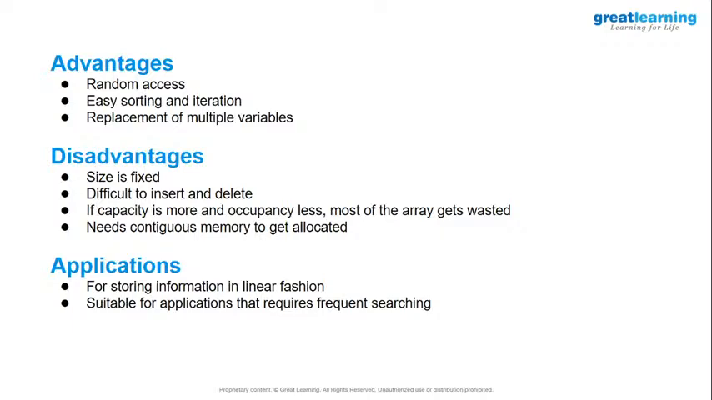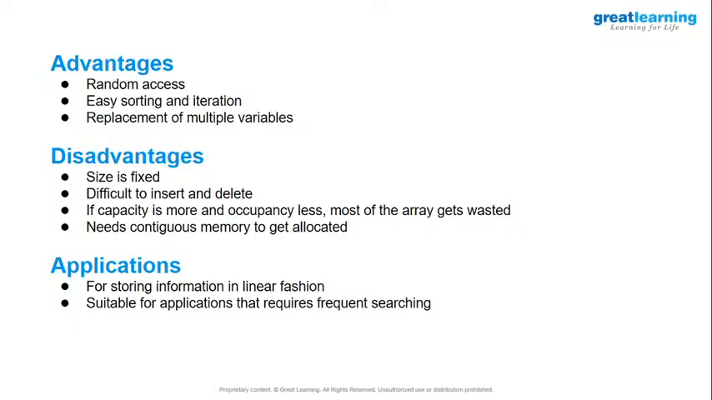I know you know this stuff, so why? If the capacity is more, then the occupancy is less. What do you mean by this? If you have defined some size, say 5, and you are only entering 2 values, the memory will be wasted, right?